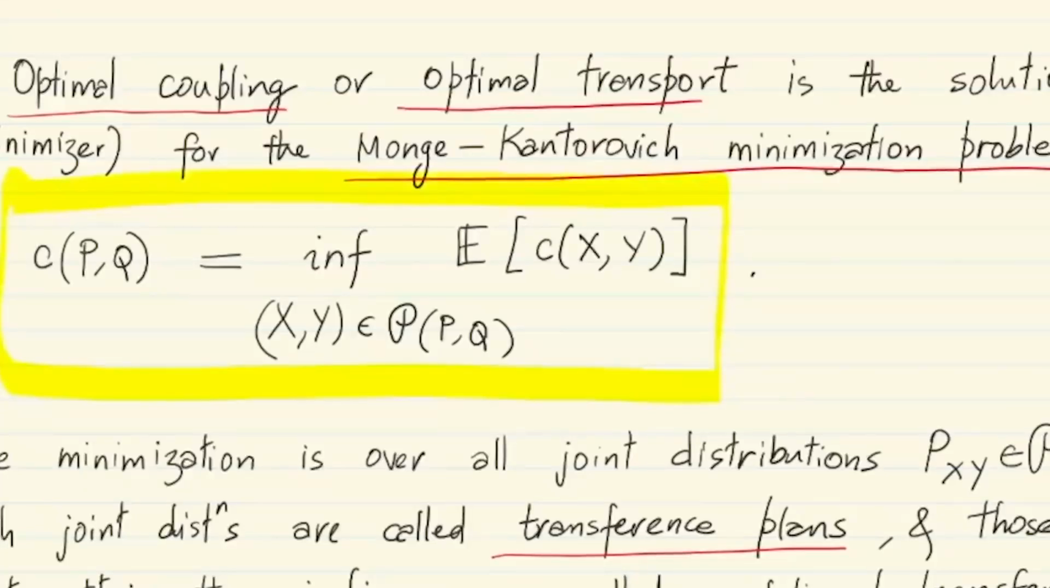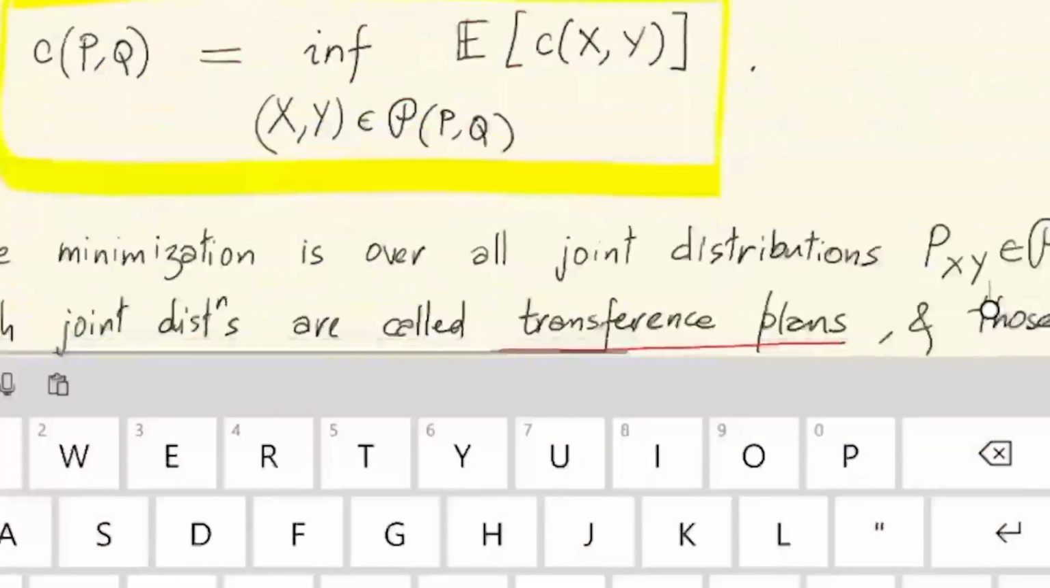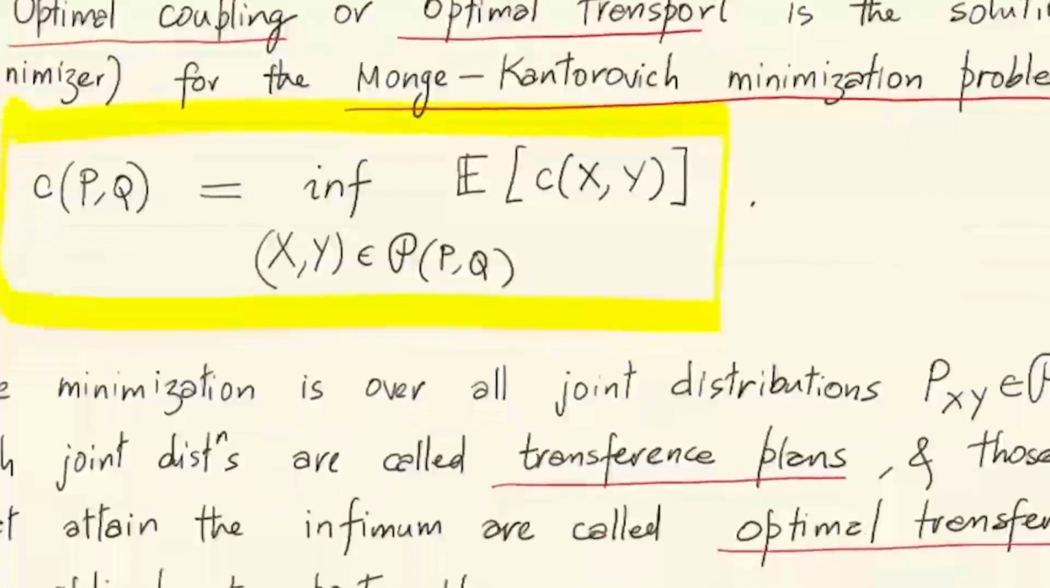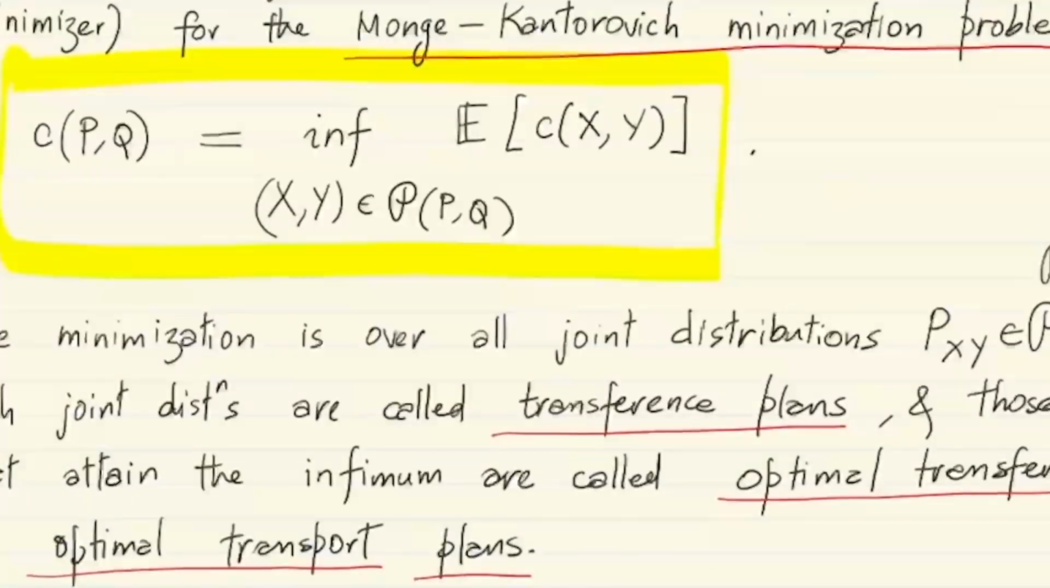And there is an entire branch called optimal transportation theory that studies the existence and properties of solutions of the Monge-Kantorovich minimization problem. The minimization is over all joint distributions Pxy lying in the set of couplings of x and y. In fact, sorry, this is not q, but this is y, or pq, depending on the notation that you choose to adopt. And any such joint distribution or a coupling is called a transference plan, and those that attain the infimum are called optimum transference or optimal transport plans.